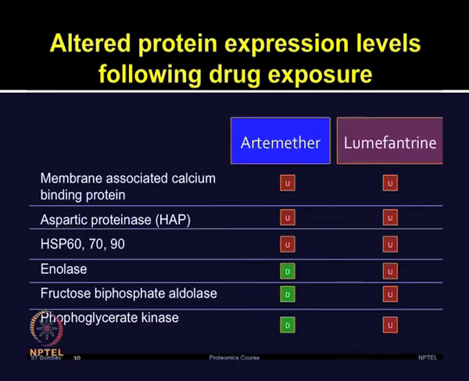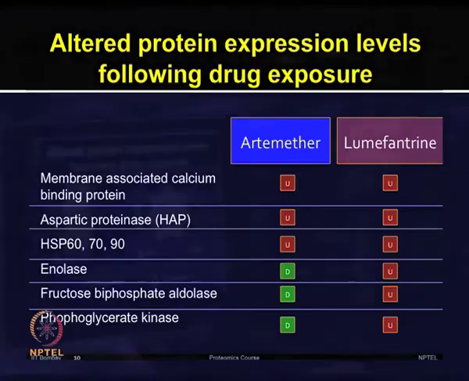Heat shock proteins such as HSP 60, 70 and 90, those were upregulated due to both the drug treatments. There are certain proteins such as enolase, fructose bisphosphate aldolase and phosphoglycerate kinase. These proteins were downregulated in artemether treatment and upregulated in the lumefantrine treatment.